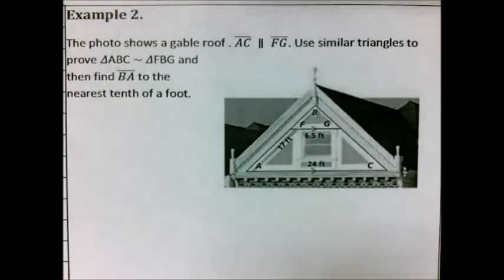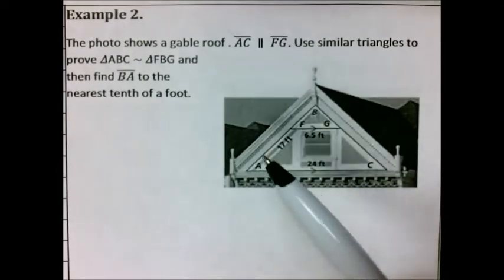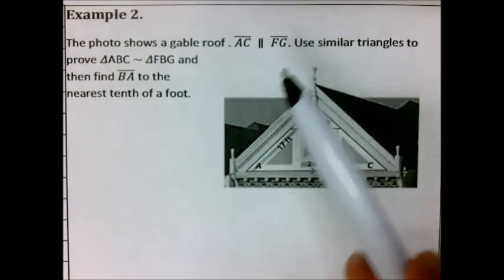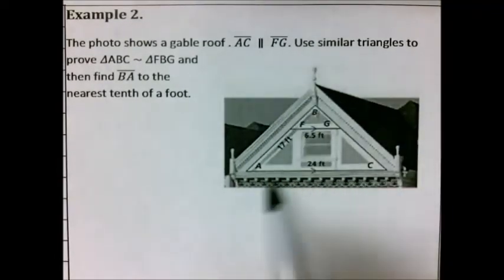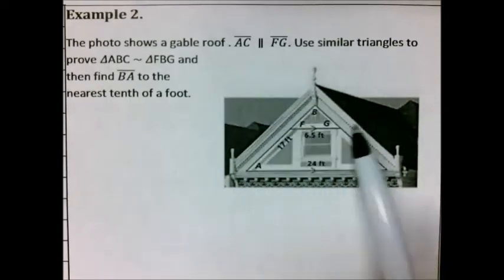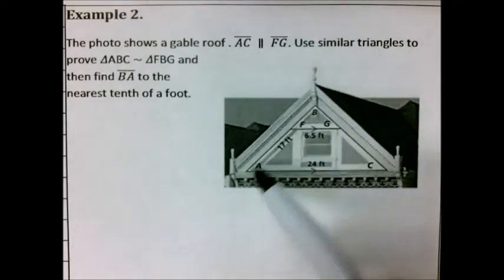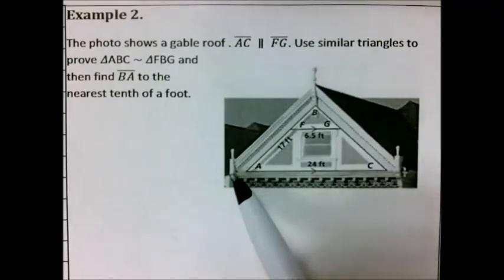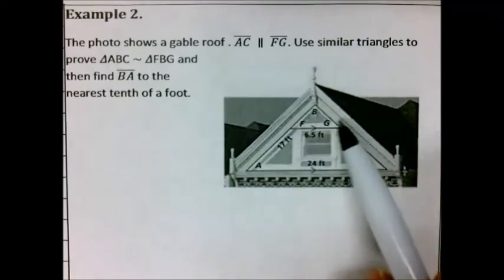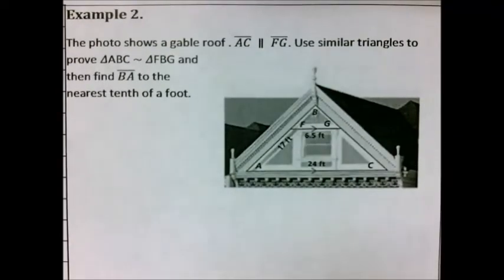This second example is going to be the same type of deal, and you can see that this photo shows a gable roof. We know that line AC here at the bottom is parallel to line FG. We need to use similar triangles to prove that the whole big triangle ABC is similar to triangle FBG. Then we need to find the length of line BA to the nearest tenth of a foot.